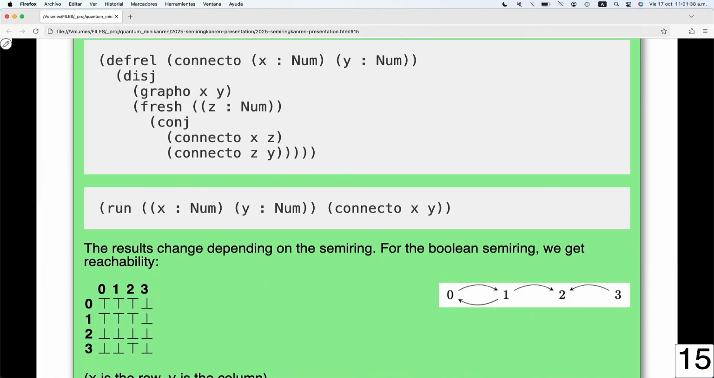So if we evaluate this over the Boolean semiring, we just get connectivity. So 0, I guess I'll point. Okay, 0 connects to 0, so we see a true there. But 0 does not connect to 3, so we see a false there, or a bottom.